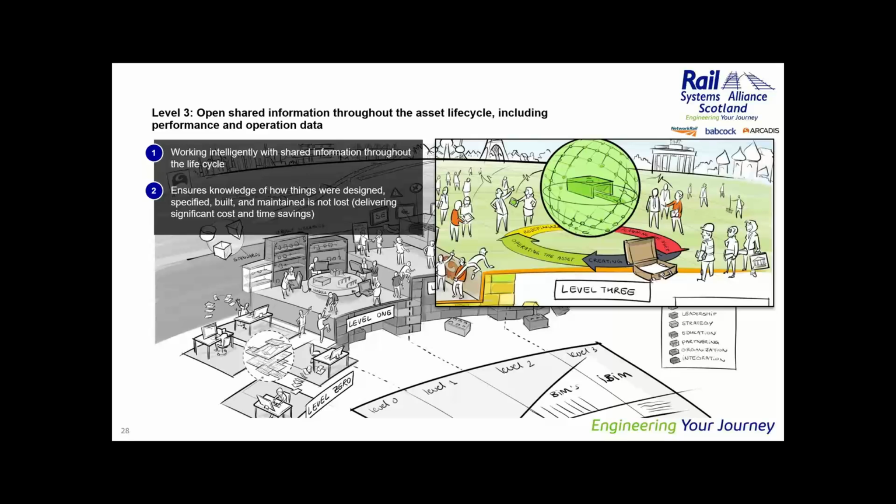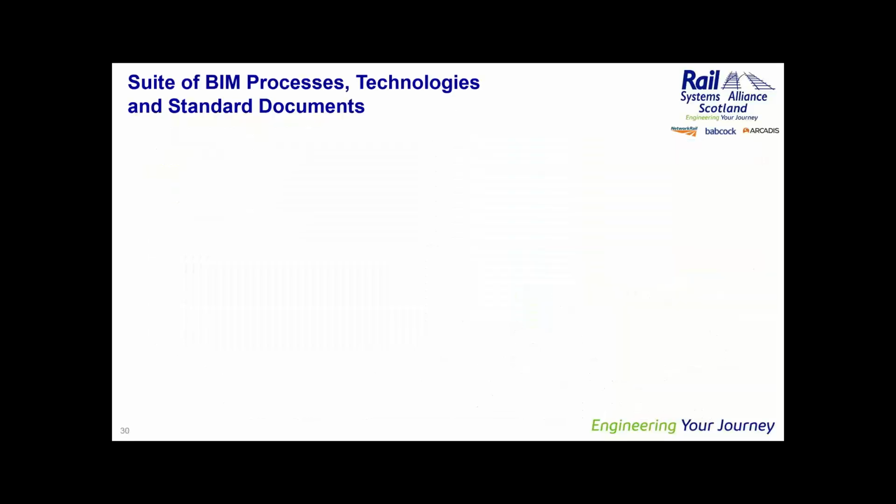So moving on now to BIM and the Rail Systems Alliance, and the process that I have been through to introduce BIM to the Alliance. From the very start, I knew that we would need to introduce a suite of processes, technologies, and standard documents in order to support what we do in the Alliance.